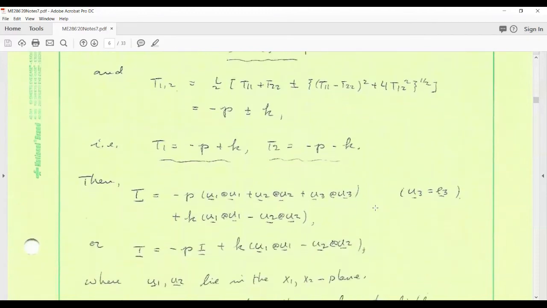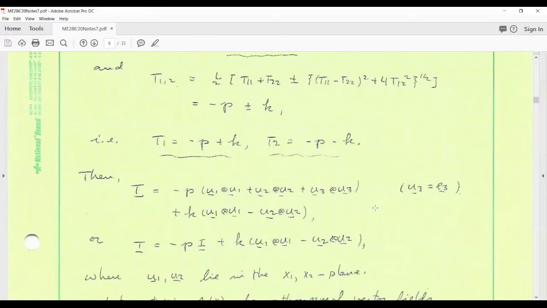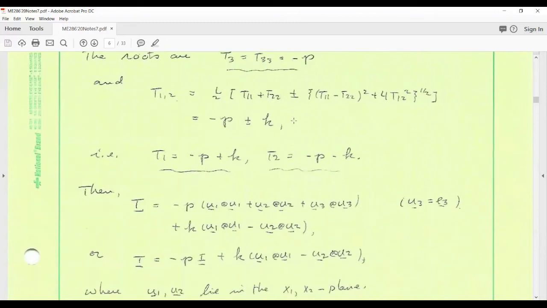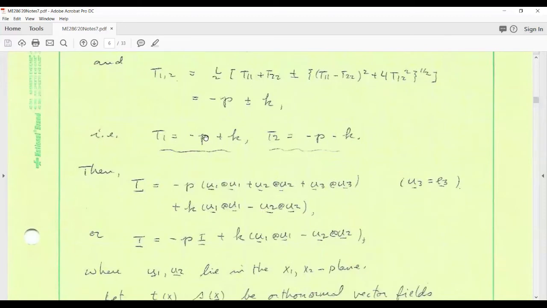So if we put those roots back into the spectral form from the previous page with the eigenvectors, we get this. This is the identity written in terms of the eigenvectors, an orthonormal basis, where U3 is E3 because T3 is associated with the 3 direction. So the third principal axis is just E3, perpendicular to the page. Then by the orthonormality, the remaining U1 and U2 lie in the plane of the screen. So we get a minus P common to U1 U1, U2 U2, and U3 U3. So that factors out, you get the identity.